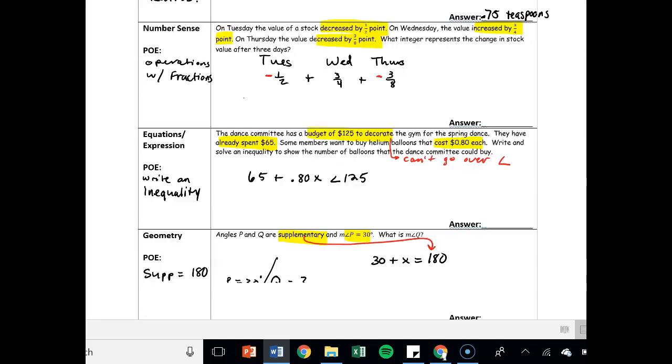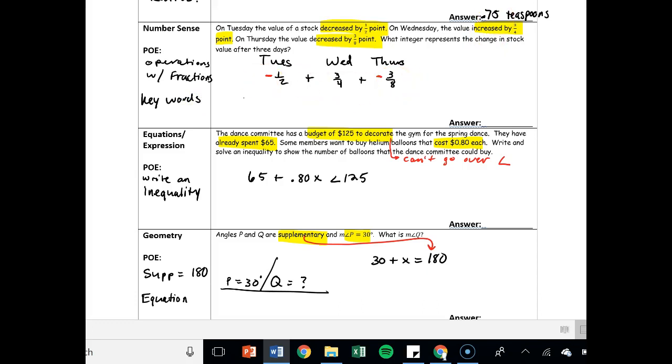All right, let's take a look at number sense. Our point of entry with number sense is we're always looking at the operations. What can we do? It says on Tuesday, the value of a stock decreased by 0.5 point. On Wednesday, the value increased by 3/4 of a point. On Thursday, the value decreased by 3/8 of a point. What integer represents the stock change after the 3 days? Obviously decrease and increase are keywords, so we might want to note those as well. They tell us decrease is negative, increase is positive, and so we're just going to add that up.